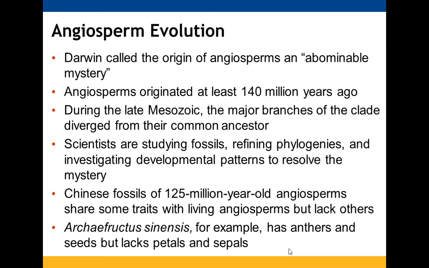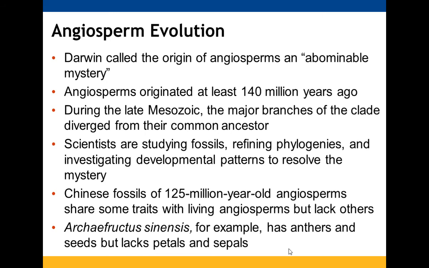Darwin says that angiosperms are an abominable mystery. We think that the angiosperms came about around 140 million years ago. Late Mesozoic, the branches diverged from their common ancestor. And we are using the information we have available and trying to acquire more information to be able to better understand the evolutionary history of angiosperms.